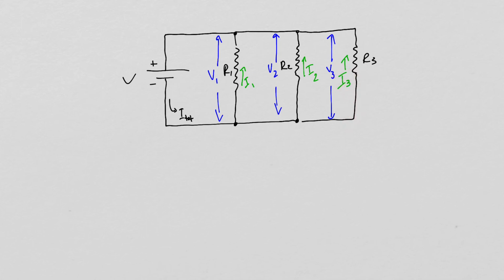Then I3, getting to the top junction right here, merges with I2. The combined current flows towards this junction where it merges with I1, and then after that we have the total current flowing here towards the positive terminal of the power source. So the relationship between the total current and the individual currents is that the total current in the circuit is equal to the sum of the individual currents in the resistors.